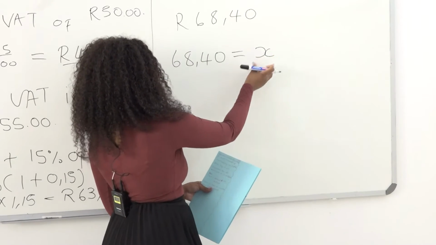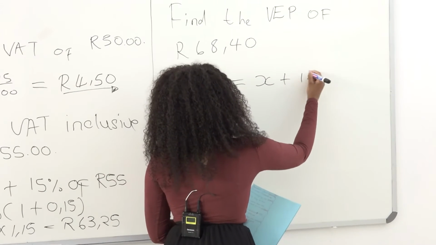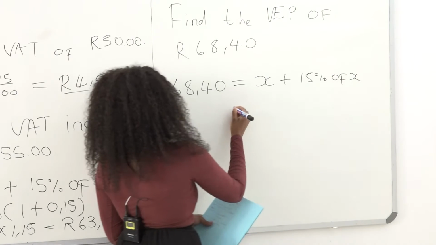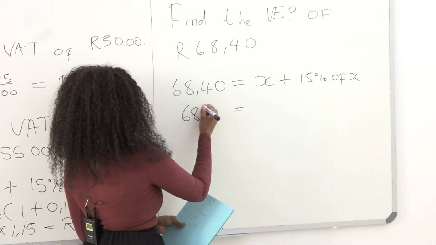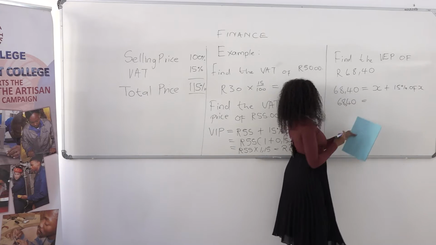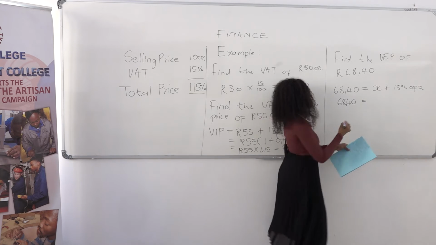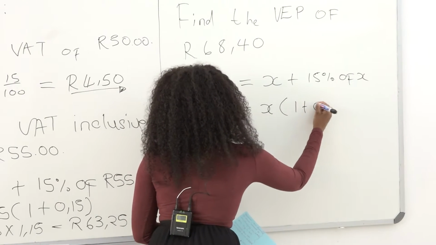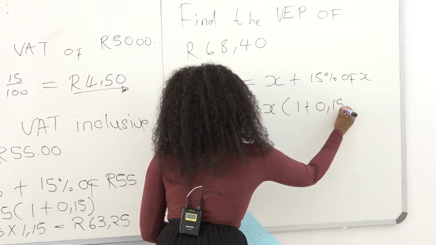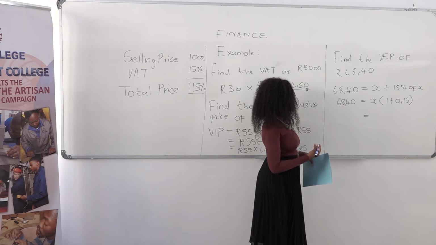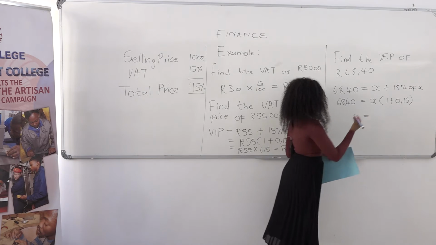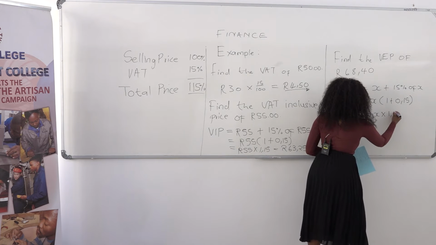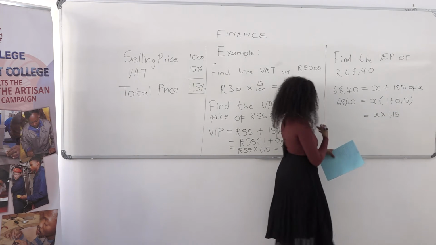So we are looking for X plus 15% of X. Now when we factor out X, we'll be left with X, open bracket, 1 plus 0.15, close bracket. So you'll realize that when we factor out X, this is equivalent to X times 1.15, similar to the previous example.